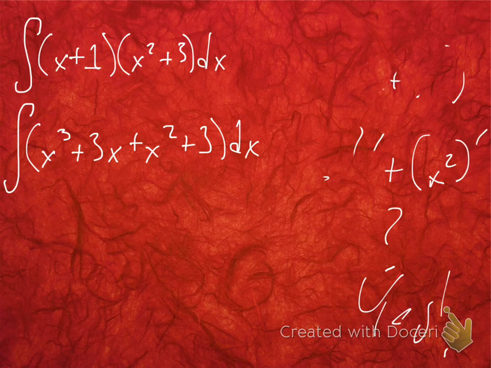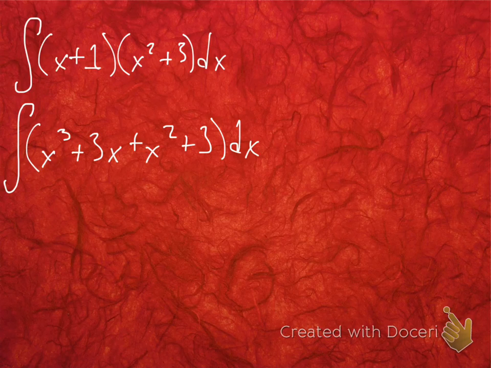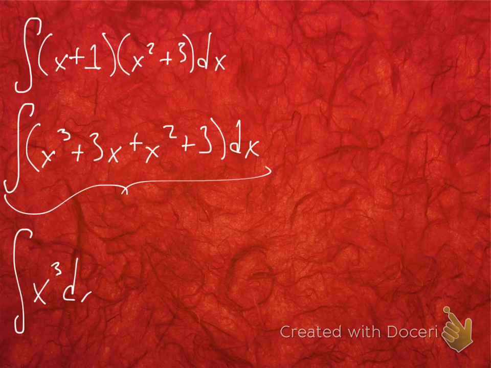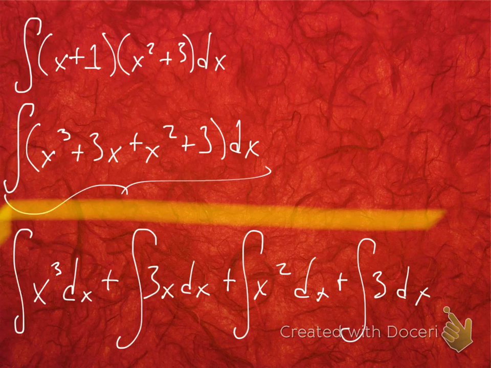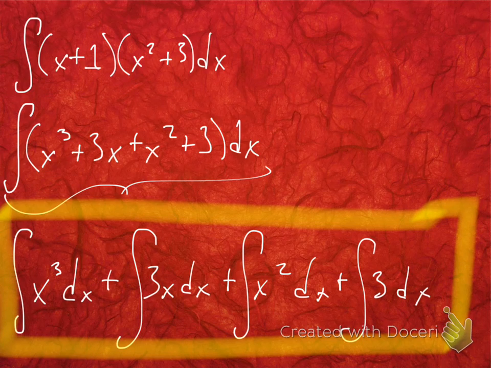So what we're going to end up getting is, and man, I wish this eraser was larger so it wouldn't take up so much time. Alright, here we go. So let's break this up. We're going to take all of this, and we're going to get the indefinite integral of x cubed dx plus the indefinite integral of 3x dx plus the indefinite integral of x squared dx plus the indefinite integral of 3 dx. So this is our new thing to work with. We're going to keep flipping back and forth between this page. So let's look at first the indefinite integral of x cubed dx.